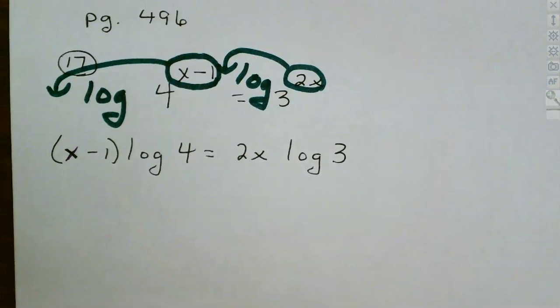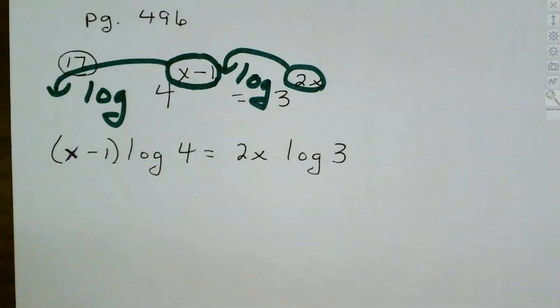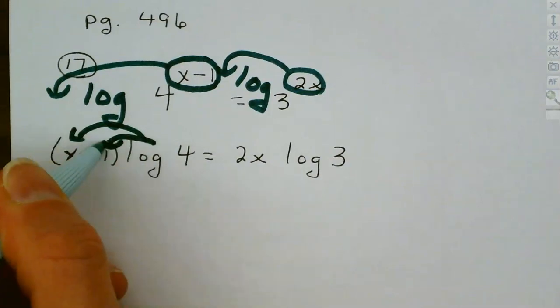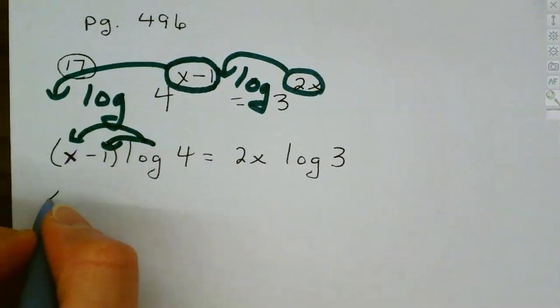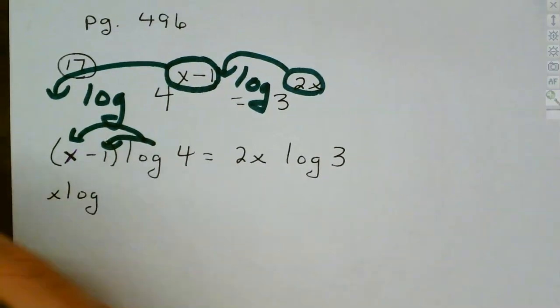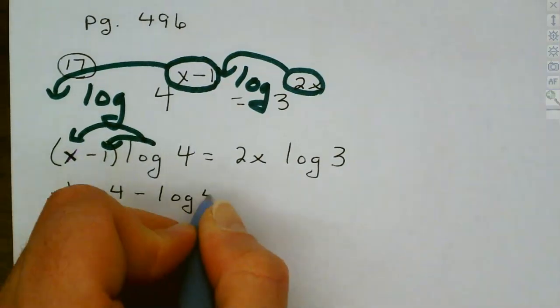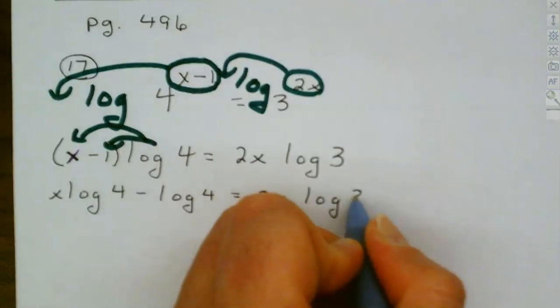Now, what we want to do is solve this for x. So we're going to have to move things around and get the x by itself. The first thing I'm going to do is distribute this log of 4 through. So that's going to now give me x log base 10 of 4 minus log of 4 equals 2x log of 3.